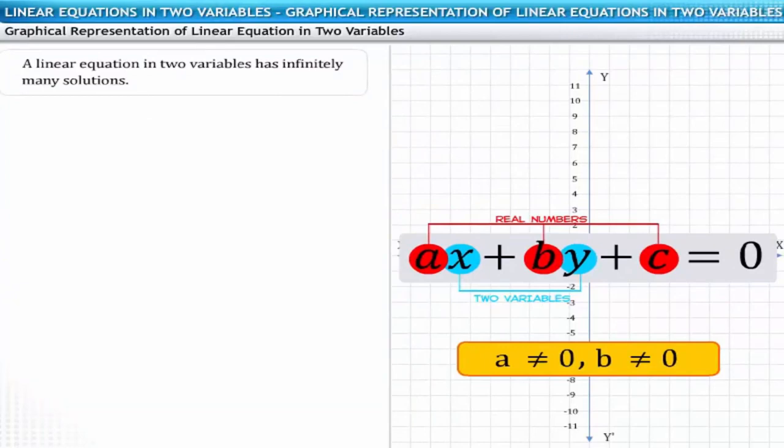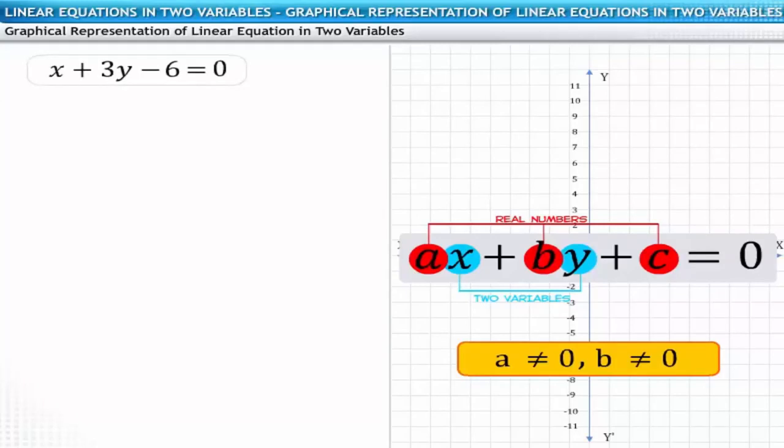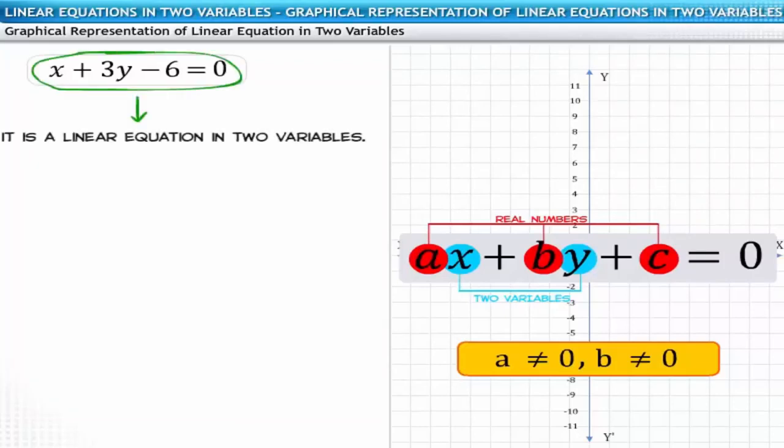Such an equation has infinite number of solutions. For example, consider the equation x plus 3y minus 6 equals 0. It is a linear equation in two variables. To represent this equation graphically, we have to find at least two solutions.